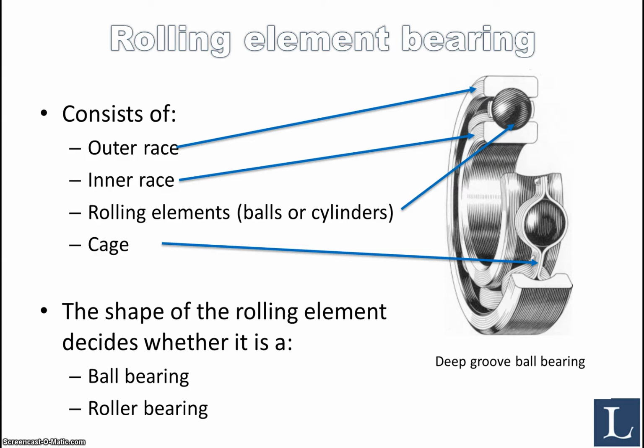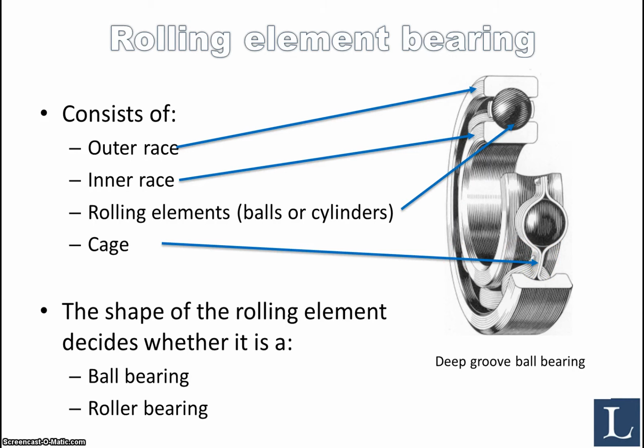If we look at the design of a rolling element bearing, you basically have four main components in the bearing. You have an outer race and an inner race, and in between these two you have the rolling elements. In this case it's a sphere or a ball, which makes this a ball bearing, but it can also be a cylinder or a roller. Then you have a fourth component known as a cage, which you see right here.